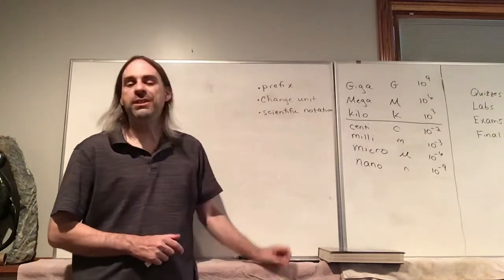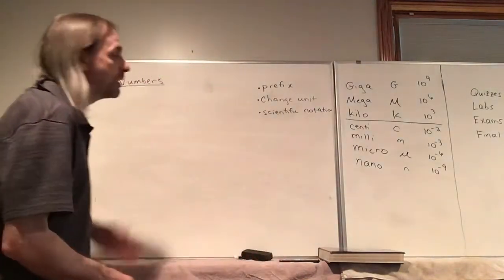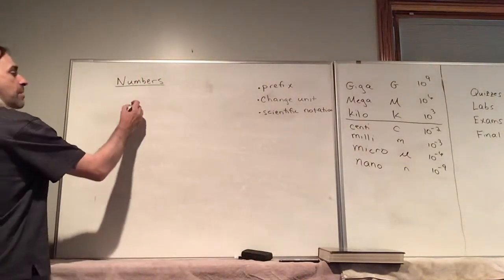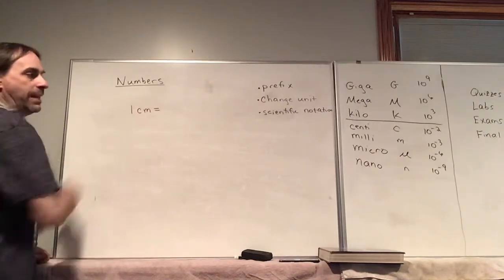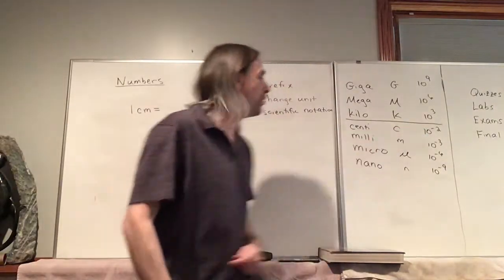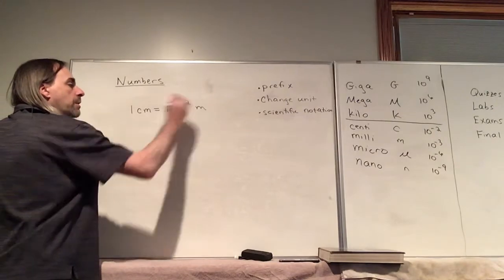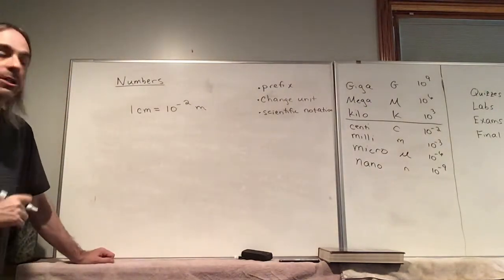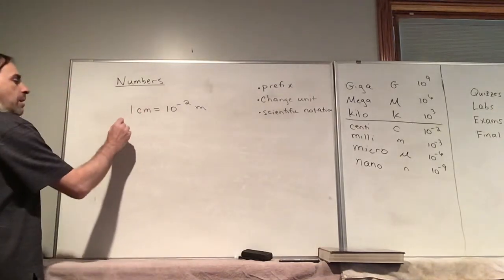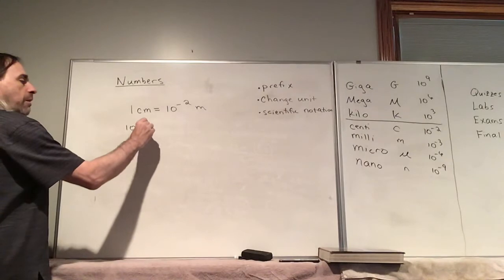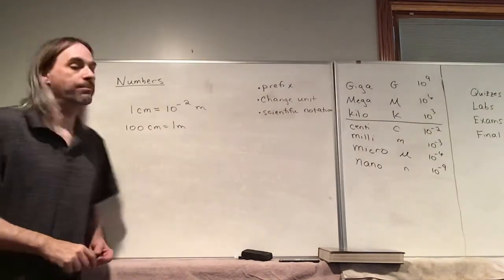But I did include centi for one reason. You may have guessed, centimeter. So let's look at centi. 1 centimeter: the C for centi is just equal to 10 to the minus 2 meters. So 1 centimeter is 10 to the minus 2 meters. I don't like negative exponents, so if you multiply this by 100, you can also write it like this: 100 centimeters is equal to 1 meter.